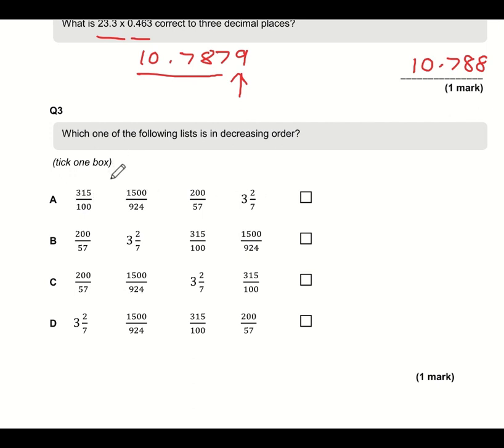For question number 3, let's just look at the A ones first of all. Remember that the line of a fraction means divide. So 315 over 100, that is 315 divided by 100, and that is 3.15.